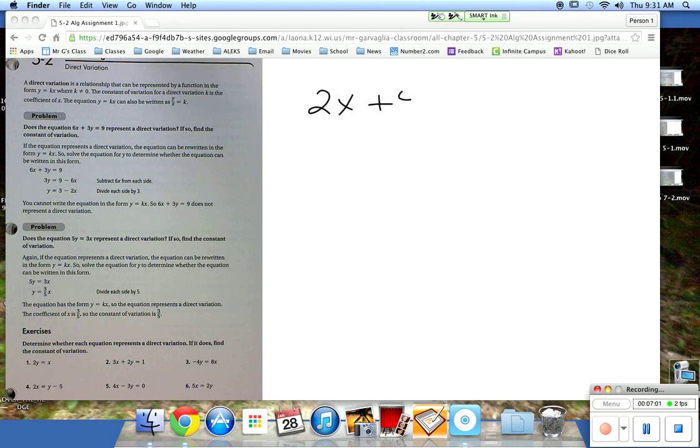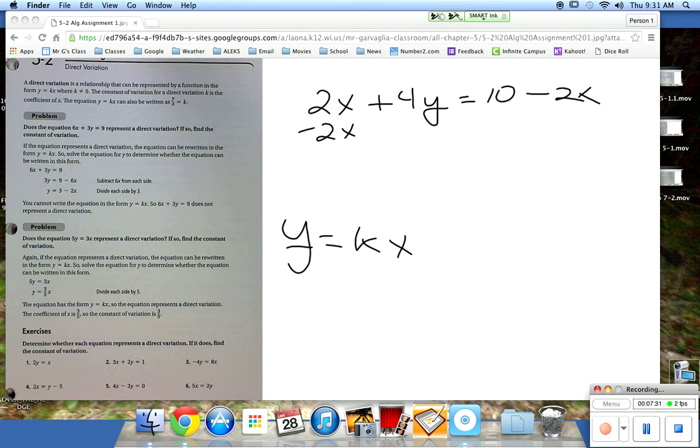2x plus 4y equals 10. And you have to figure out if that equation is a direct variation. Well, the first thing we can do is move our x over, right? So we can say minus 2x here. Remember, it has to be in the y equals kx form, so we have to get y by itself. So we subtract 2x from both sides, and we're left with 4y equals 10 minus 2x.